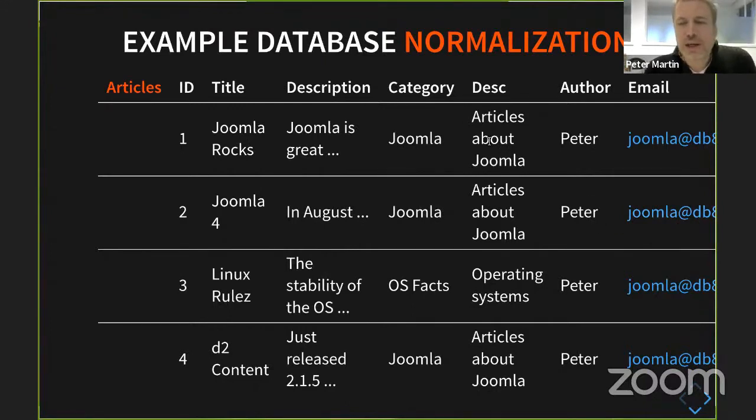What you can see here is I have a lot of redundant information. Joomla Rocks is in the category Joomla, which is about articles about Joomla. And Joomla 4 is also in Joomla, which is articles about Joomla. It's too much information. If I would change the description to, instead of articles, make nice articles about Joomla, then I have to do it in 3 different rows. So this is one of the reasons that you use normalization.